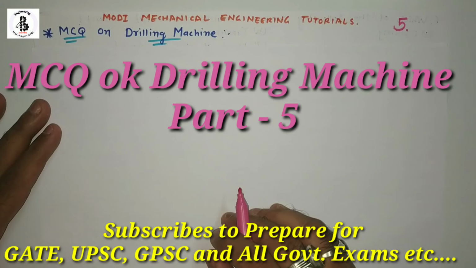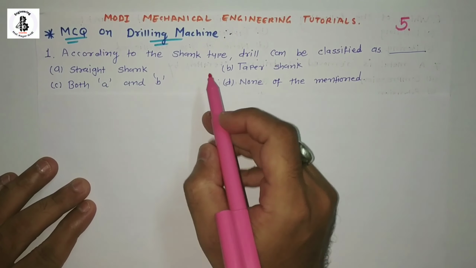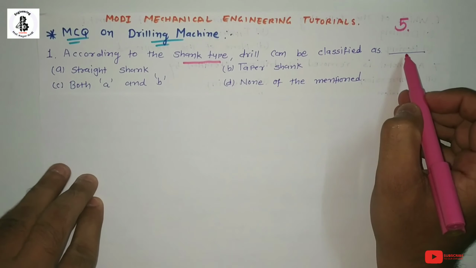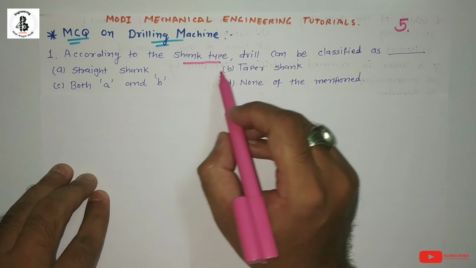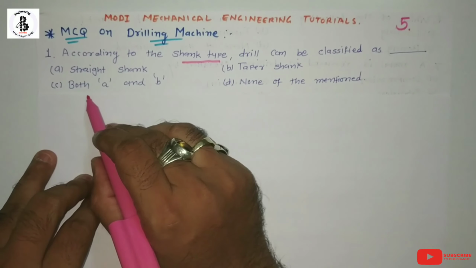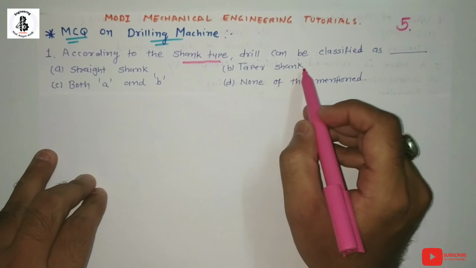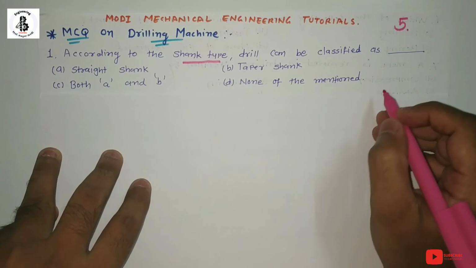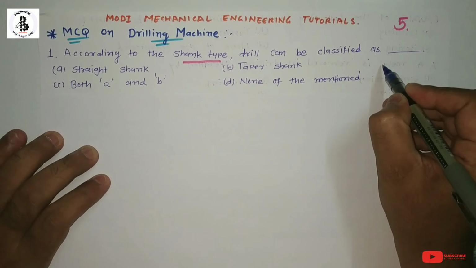So now we will start with our question number 1. According to the shank type, drill can be classified as option A, straight shank, option B, taper shank, option C, both A and B, or you can say both straight shank and taper shank, and option D, none of the mentioned.